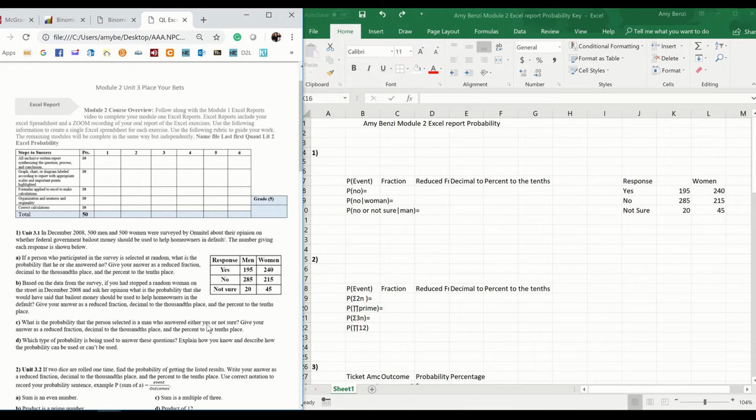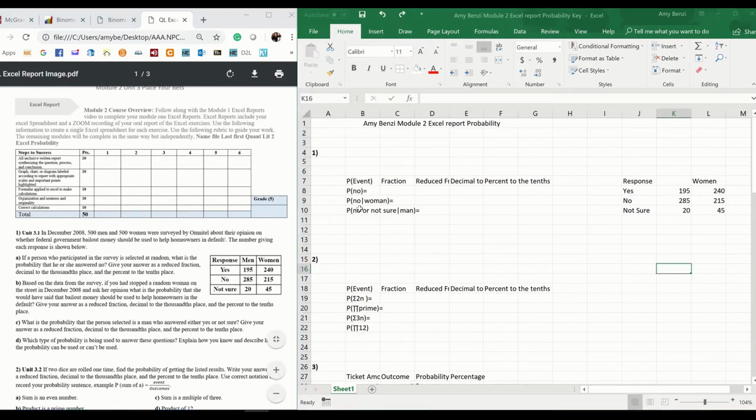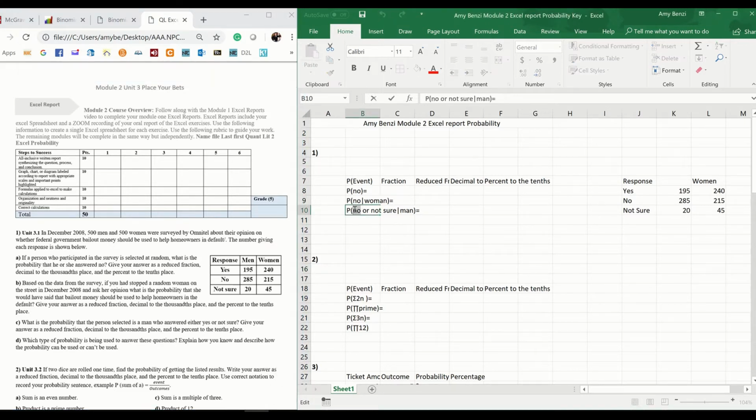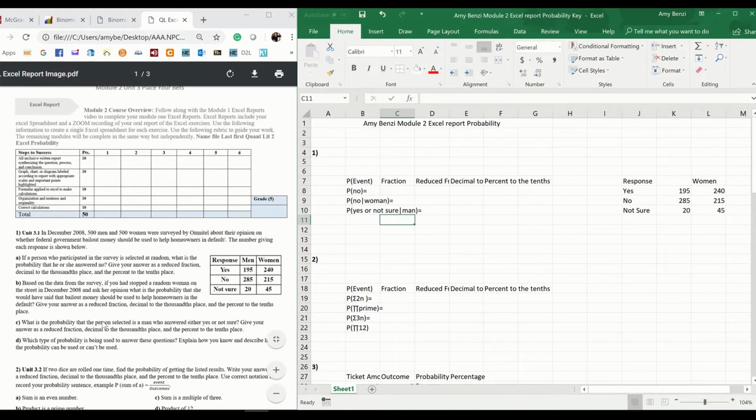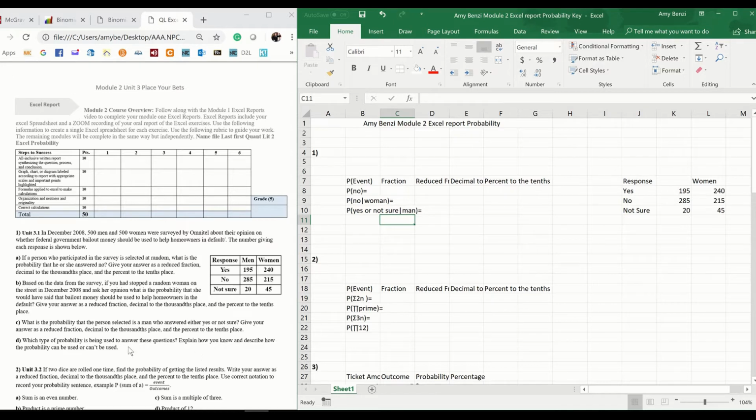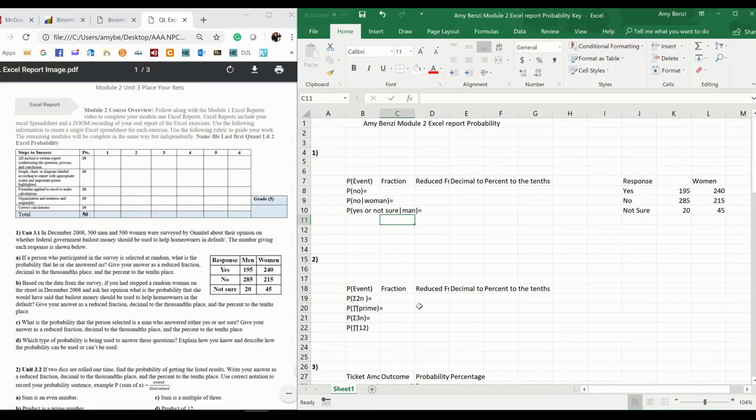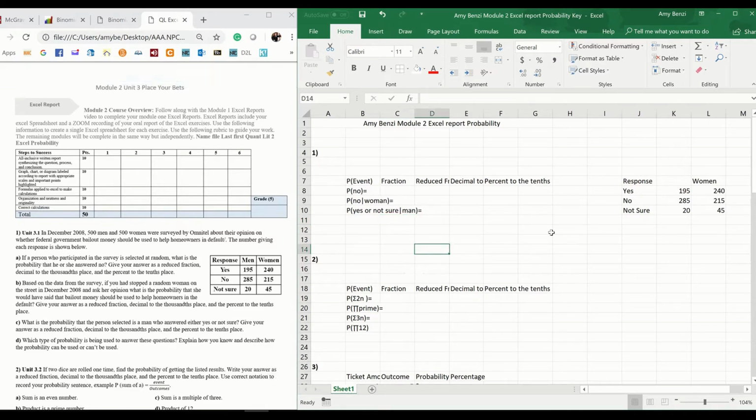Then a man says yes or not sure. I just realized that when I was reading it and looking at my Excel over here. All right, and then Part Delta is asking us to explain what kind of probability is being used and then describe how the probability can be used. So which type of probability are we using and how can we use it? And I'll answer that a little bit verbally at the end, but I'm not going to type it out. All right, so let's go ahead and just get started with this problem.